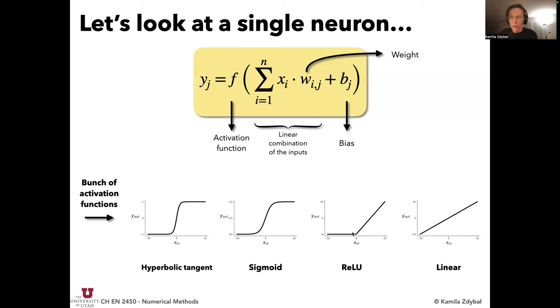Then we've got ReLU, which is a very popular activation function. For any negative argument, its value is 0. And for positive arguments, it's just a linear function. And then we've got the plain linear activation function, which you can think of as a pass-through activation. So it's basically doing nothing to the argument. It's just computing the same value as the argument to that function. And there are many more activation functions, but those are the most popular ones that you might encounter. Today, we're going to work with the hyperbolic tangent and the linear activation.